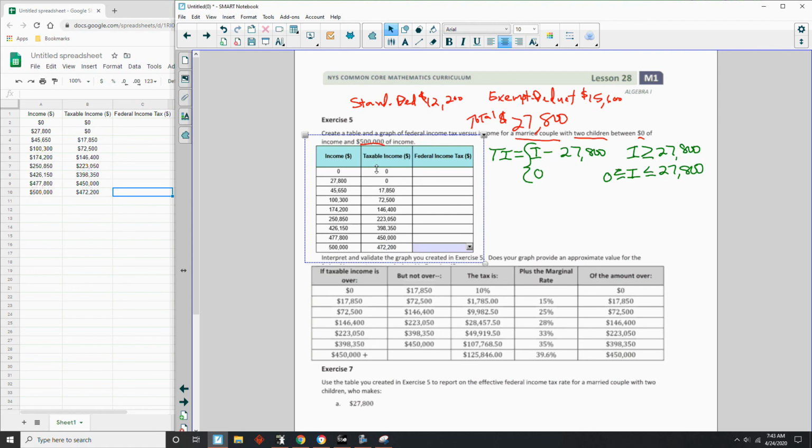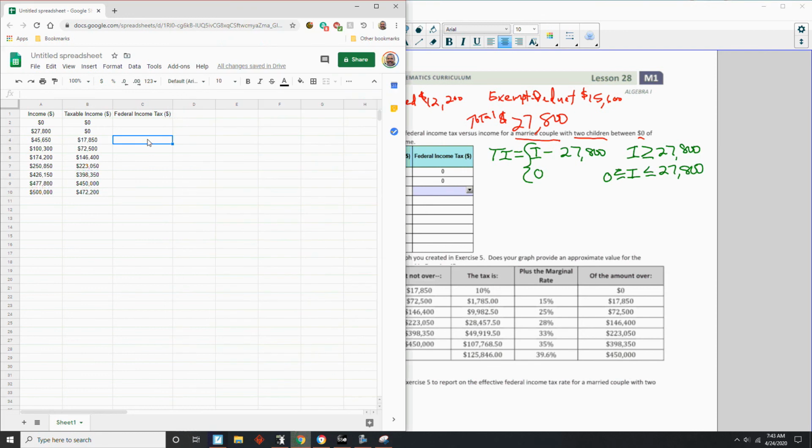Okay, so there's our taxable income in our table, and now we have to calculate the federal income tax. Well, federal income tax for the first two is going to be 0. And then we need to use this table down here. So 0 to 17,850 is 10%. So 10% of 17,850. So now I could just use this table over here and say equals this times 0.1, right? 10% is 0.1. And it's $17,850.